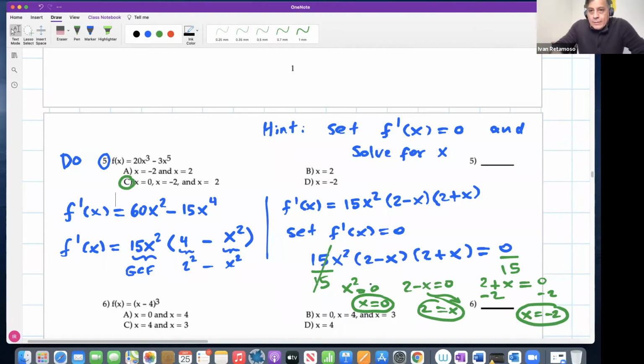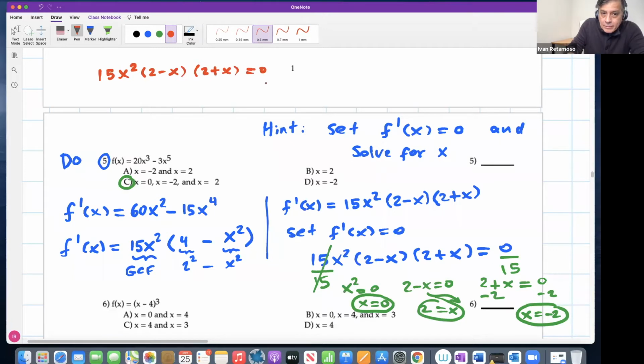Professor? Yes, question. Go ahead. So you decided to do 15 over 15. What I did was, during my calculation, I divided both sides by 15x squared. So that's wrong? We can't do that, is what you're telling me? Let's back up a little bit. You said you got 15x squared times 2 minus x times 2 plus x equals 0, and then you divided both sides by 15x squared? Yes, and then I got rid of it.